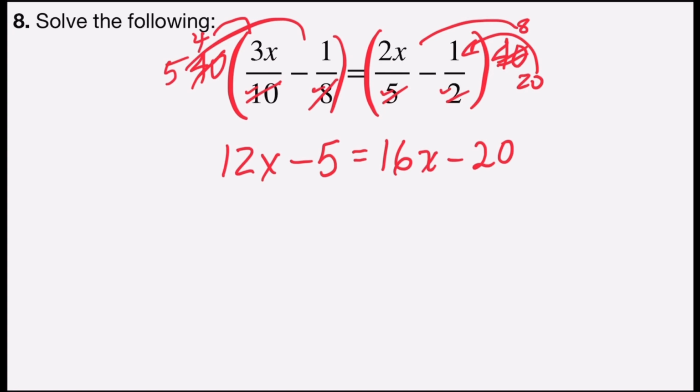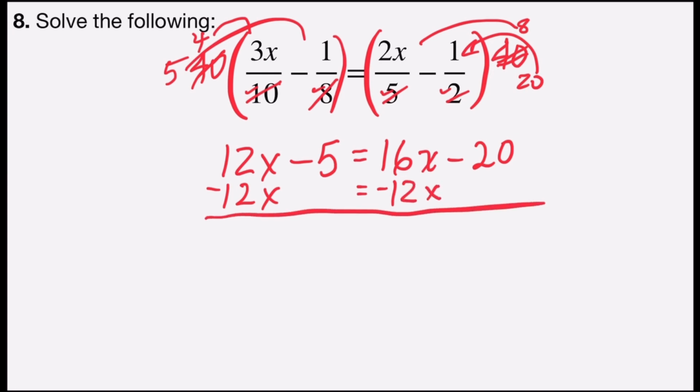And now I'm going to put all of my variable terms on one side, all my number terms on the other, in order to solve. So I could subtract 12x from both sides or 16x from both sides. I usually choose the lesser of the two in order to keep my variable term positive. So I'm going to take the opposite of 12x on both sides. 12x minus 12x is 0. 0 minus 5 is negative 5. 16x minus 12x is 4x minus 20.